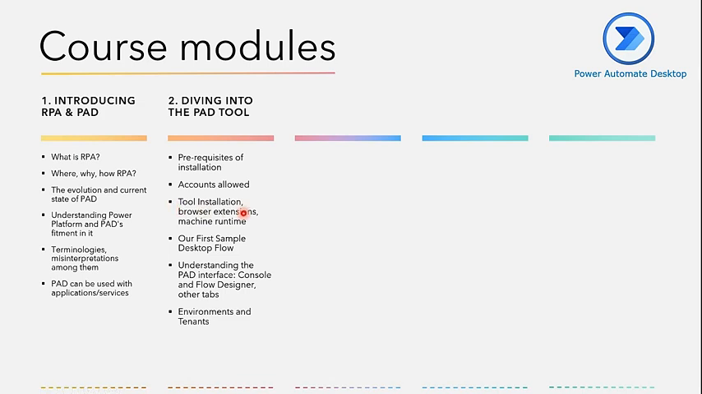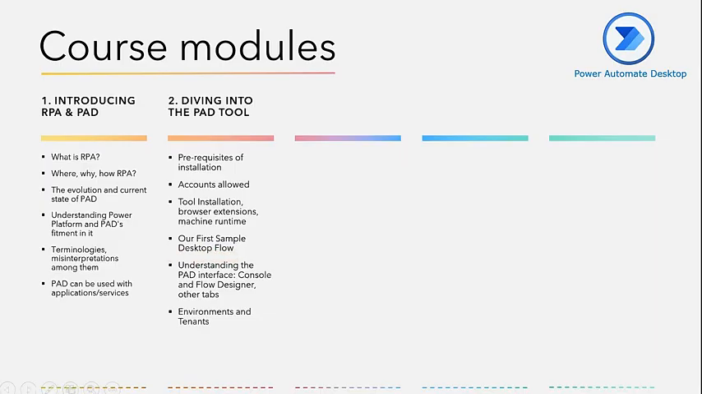Then we will be doing the actual tool installation during the call itself. Let's say if you do not have PAD already installed on your machine, we'll be doing the installation. We'll be waiting till you finish the installation. We'll be installing the browser extensions and the machine runtime app, which is an app used to register a machine for running the bots. Then we will build a small sample desktop flow.